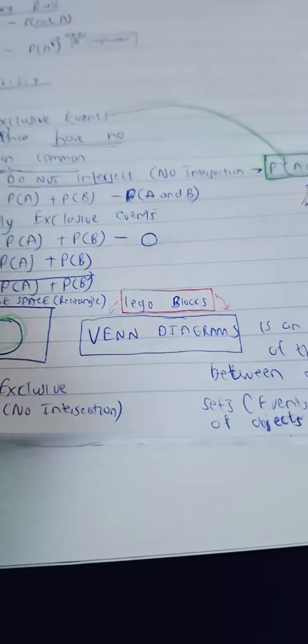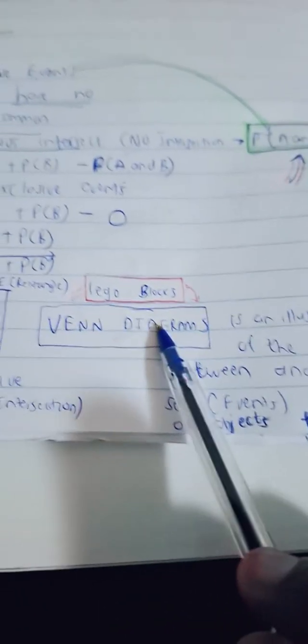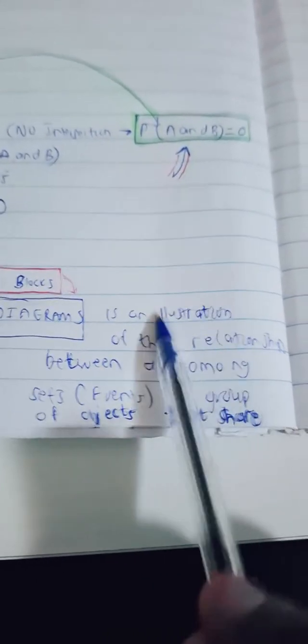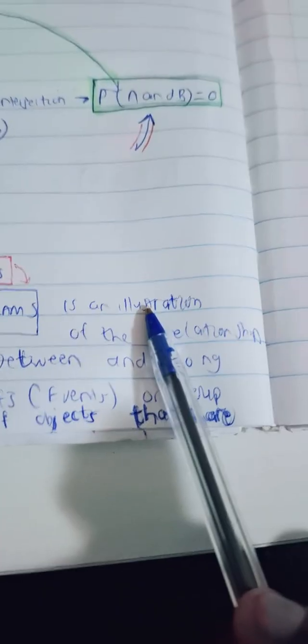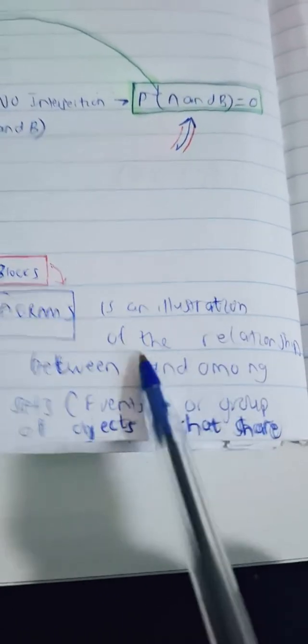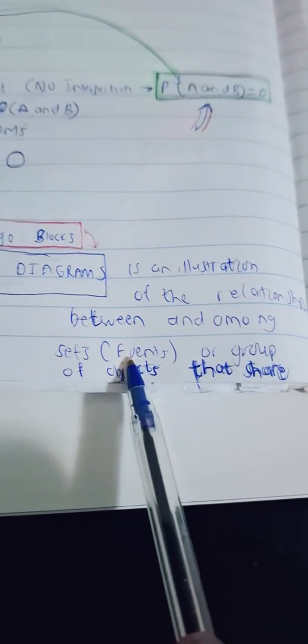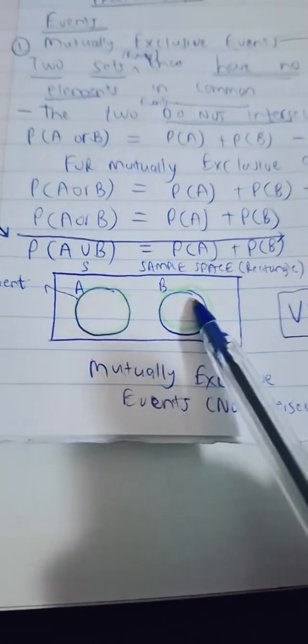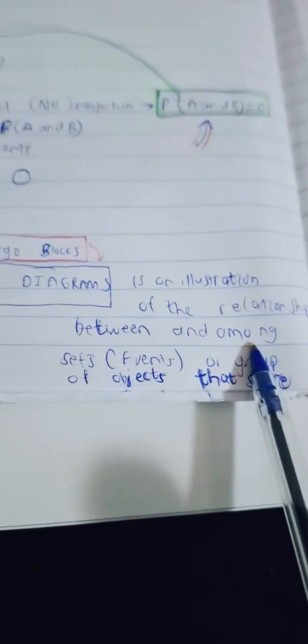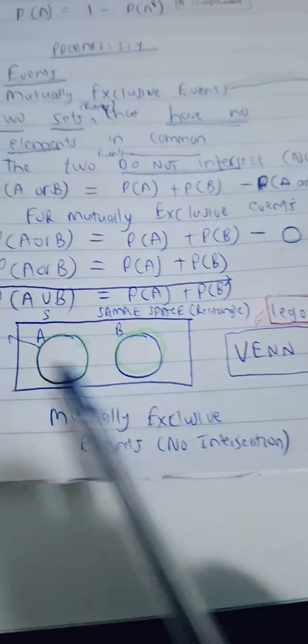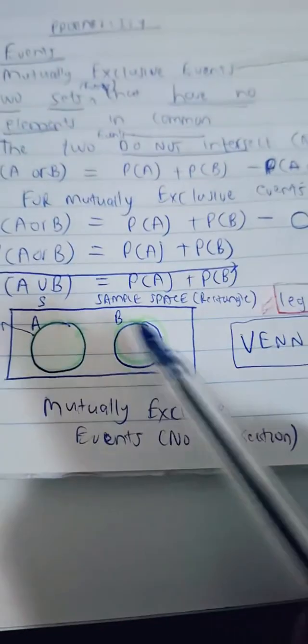All right, Lego blocks are called Venn diagrams. That's the official name that we use. What is a Venn diagram? It is an illustration. What is an illustration? Illustration is just a picture, guys, a visual representation. It is a picture of the relationship between and among what? Sets or events. There's a relationship between A and B, among sets of events or groups of objects that share something in common. And what is shared here is the fact that they have no intersection in these two events.